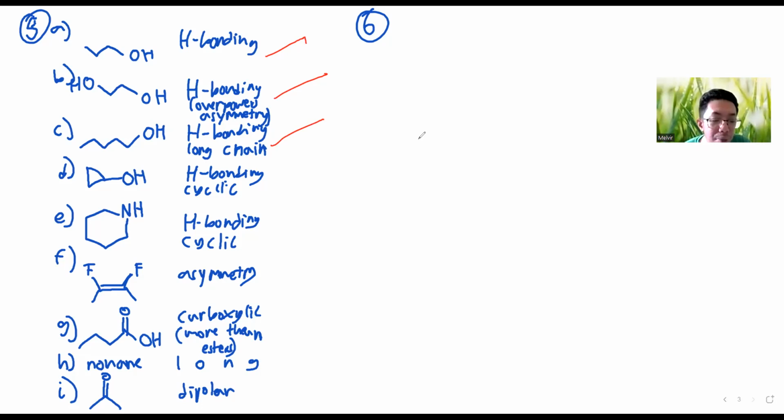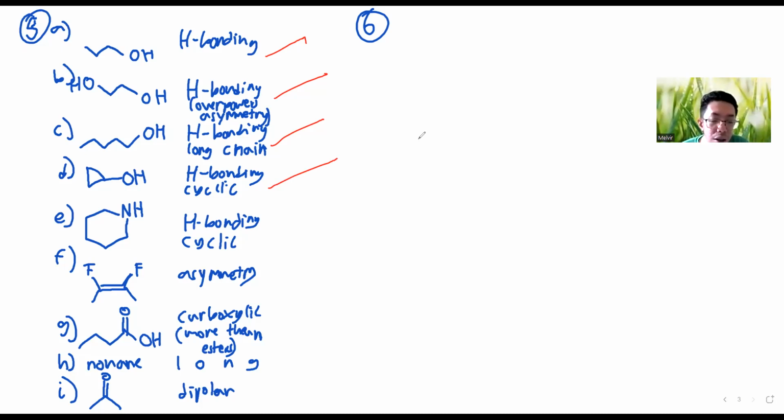Sa letter D naman, you have an ether, no? Cyclic ether ulit. And then, an alcohol. This time, cyclobutanol. So, this one is correct. So, cyclobutanol, hydrogen bonding compared to your cyclic ether, no? So, next.